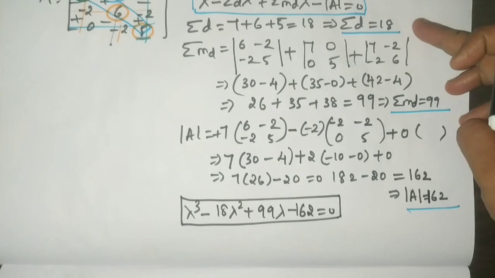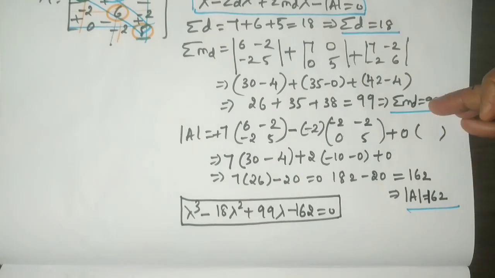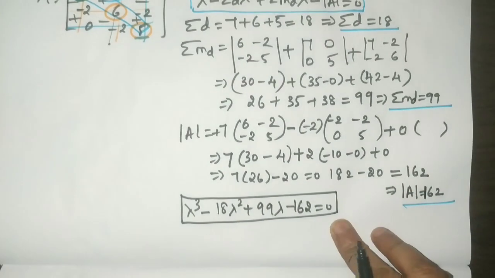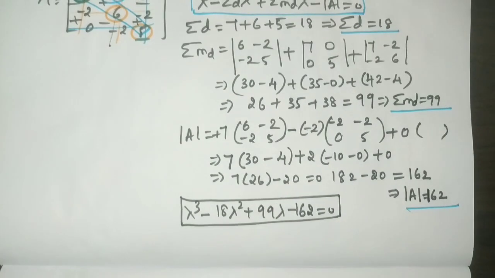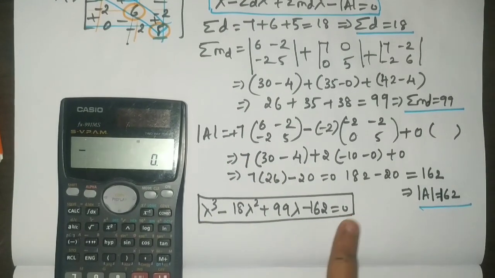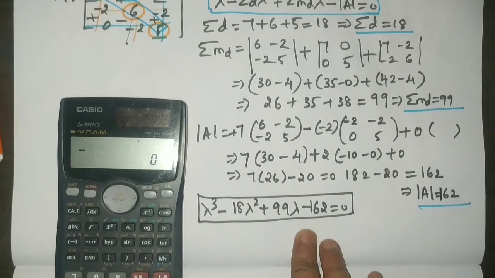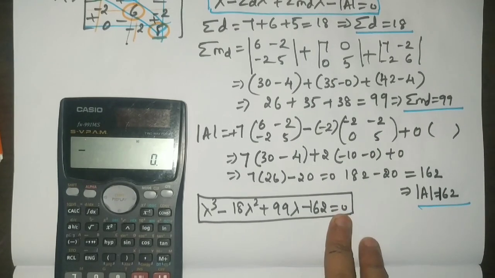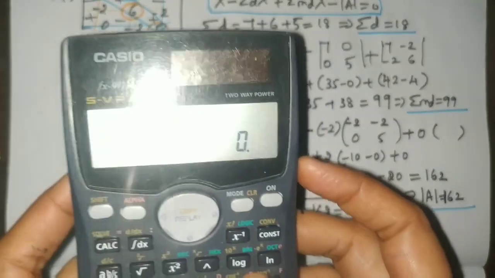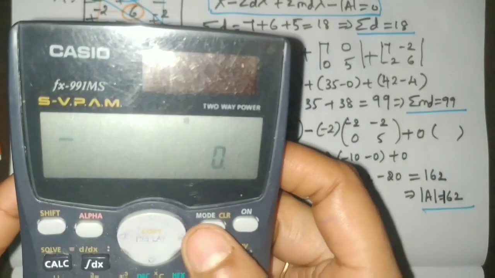You just have 3 steps: summation D, summation MD and mod A. If you are able to find them, you will easily get a cubic equation. Once you have got a cubic equation, either you use the characteristic equation or you can use the standard method. To find its solution, you can use the calculator. I'll show you how to use the calculator here.